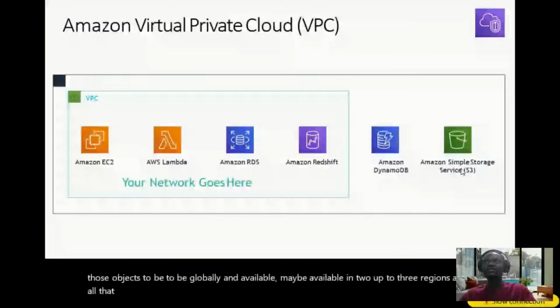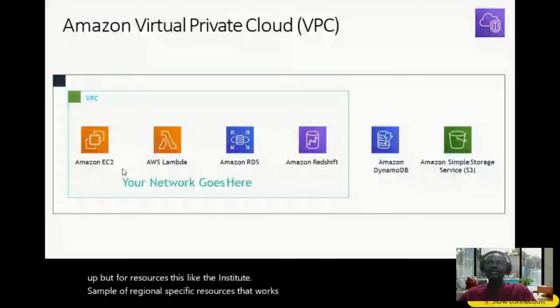But for resources like the EC2 instance, a typical example of a regional resource, a certain defined VPC network is provided for you.